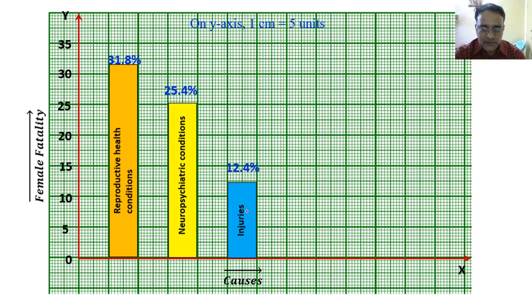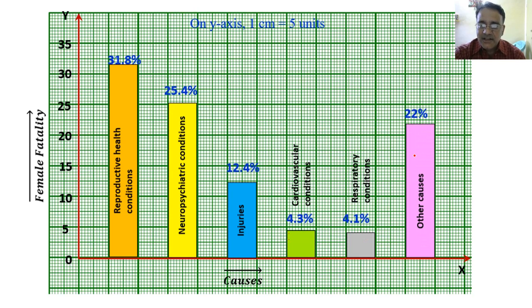Okay, this is 12.4. The cause is injuries. And the next one is 4.3. So 4.3 approximately we can take here. This is 3. This is 4. Okay, so approximately I'm taking here 4.3. And the space is not there to write inside the bar, so I wrote here. And the second last one is 4.1. So 4.1 will be approximately here. And the last one is other causes, that is 22%.